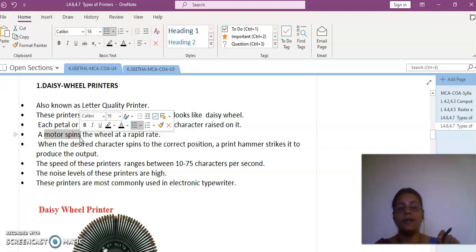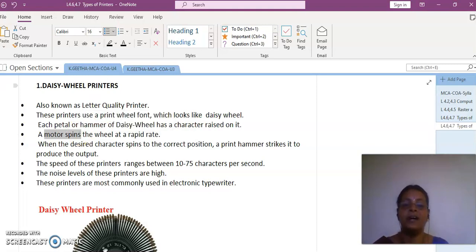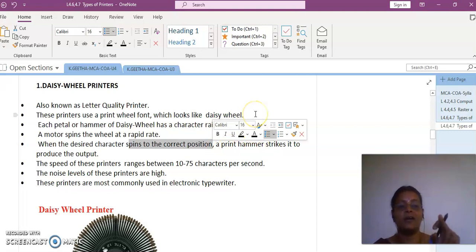And why are we rotating the wheel? To position the appropriate font or head at the exact x and y coordinate. The motor spins the wheel arrangement in order to rotate it and provide the appropriate font at the desired place. When the desired character spins to the correct position, the print hammer strikes it so that it is able to produce the output.